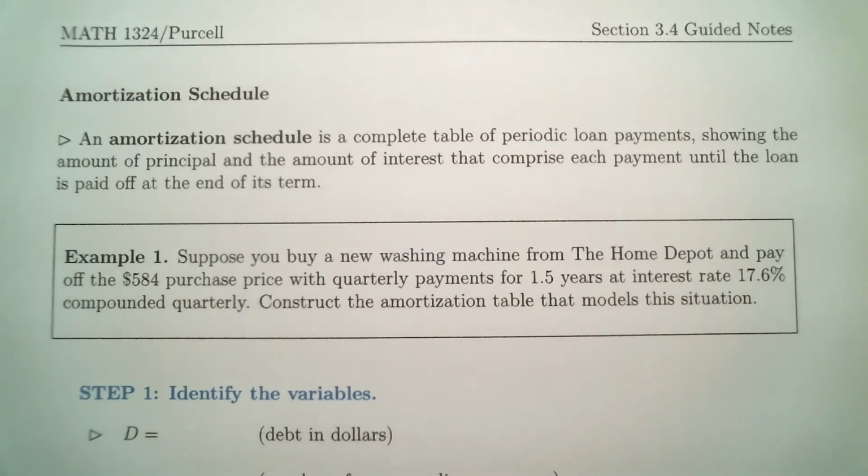Example 1. Suppose you buy a new washing machine from the Home Depot and pay off the $584 purchase price with quarterly payments for 1.5 years at interest rate 17.6% compounded quarterly. Construct the amortization table that models this situation.